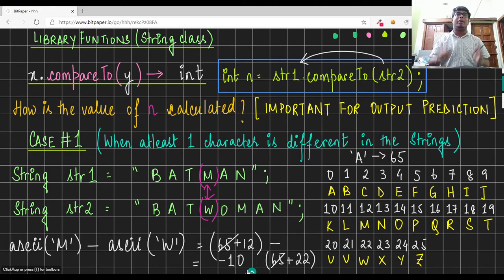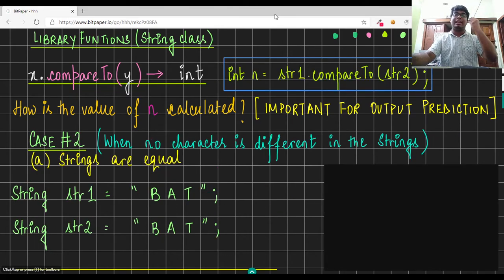Okay. Now, in the second case, there are no characters where the strings differ. For example, this could happen if the strings are equal, right? So here str1 and str2 contain the same thing. B and B are equal, A and A are equal, T and T are equal. Therefore, there are no characters which are different in these two strings.